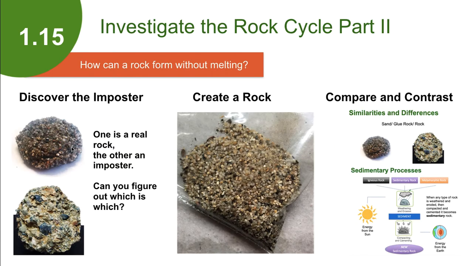Lesson 1.15 begins similarly. We examine a rock and a kitchen table imposter. The teacher tells the students that the rock is formed without melting. So how can that be? Can students identify the imposter and figure out how it formed? Students make their own physical model of a rock using sand, glue, and pressure. They again make a flow chart relating their personal rock experience to the real world.